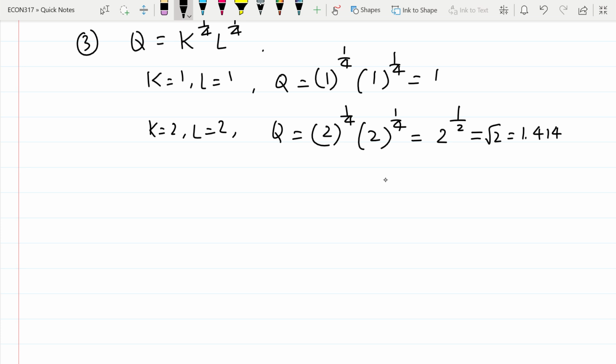Which means when I doubled all the inputs, output increased, but by a smaller proportion compared to the increase in input. So a 100% increase in input led to only a 41.4% increase in output. So that's the decreasing returns to scale. And this is a good point to stop.